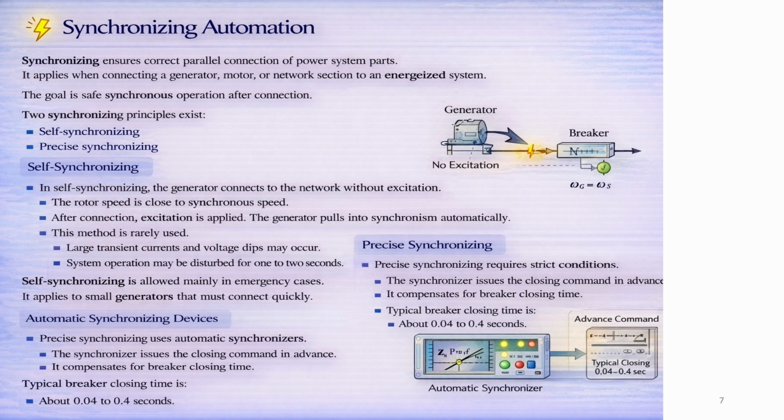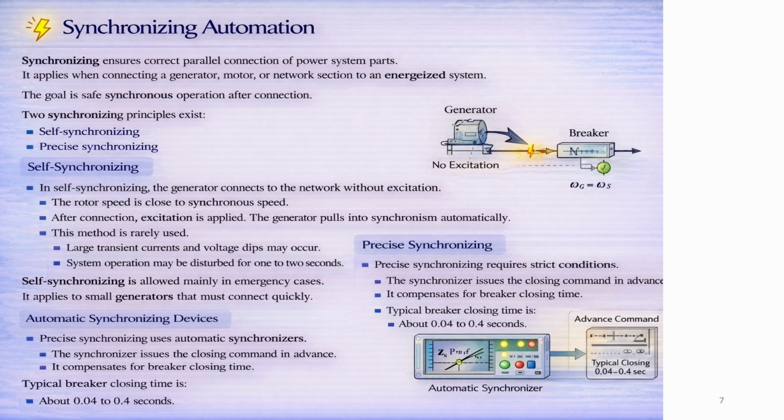If closing occurs at 180 degrees phase difference, extreme current follows. Such current may exceed short circuit current. Mechanical damage may occur also. Generator shaft may break, turbine, blades, coupling, bearing, or rotor. Because of the risk, precise synchronization is mandatory in normal operation.